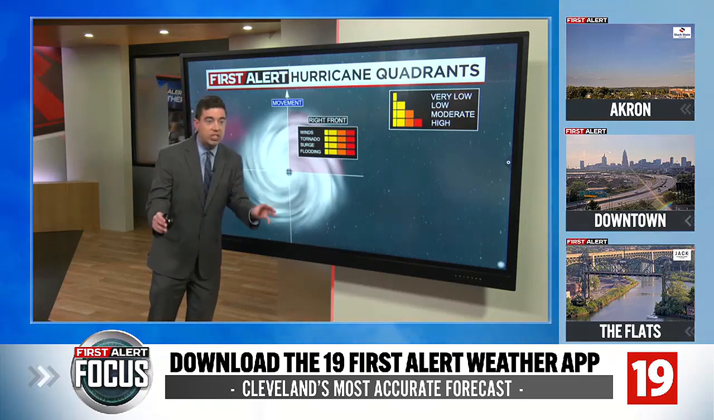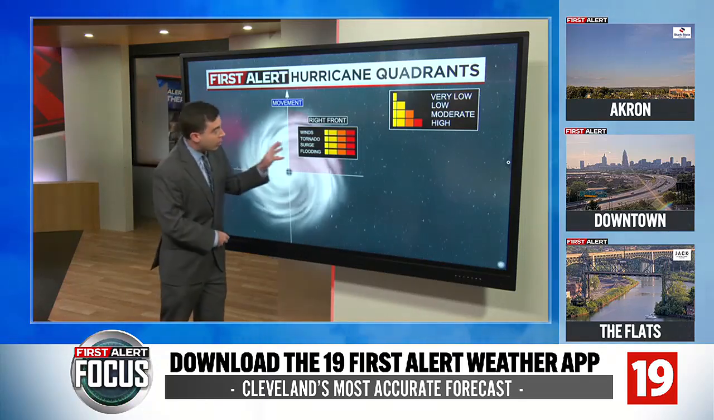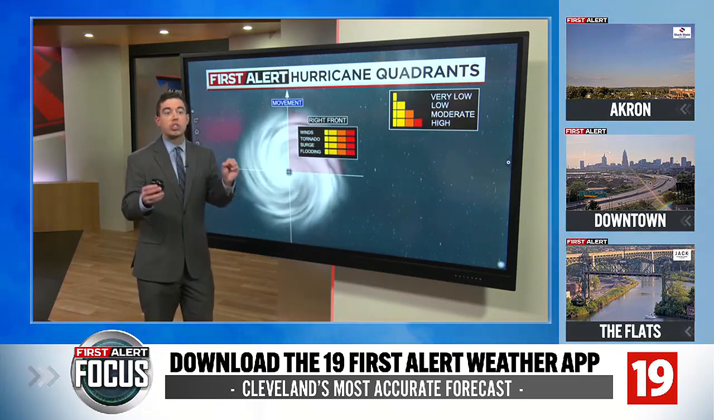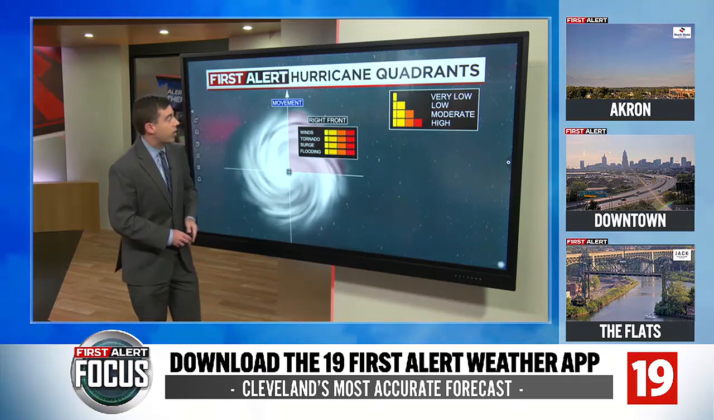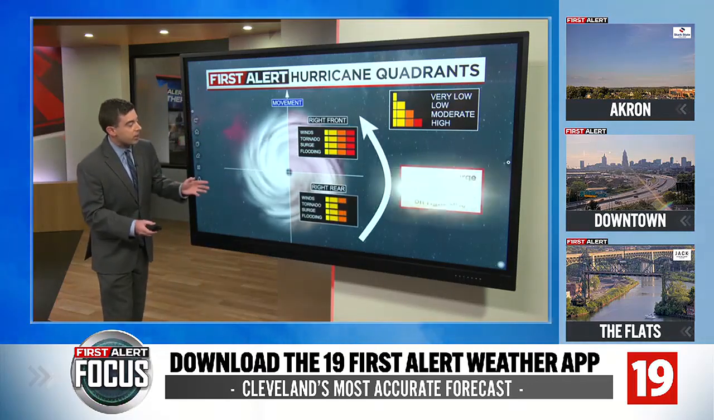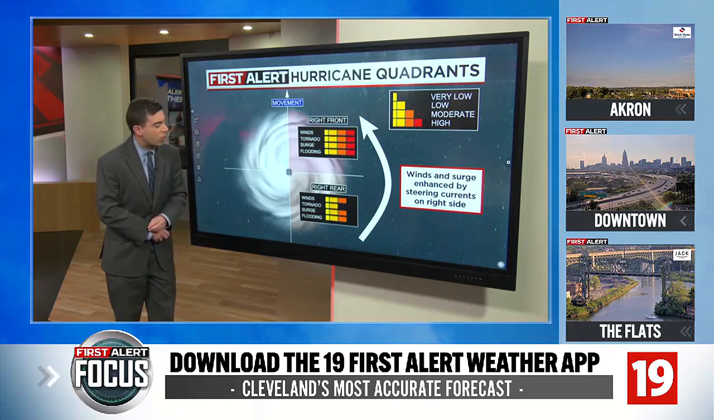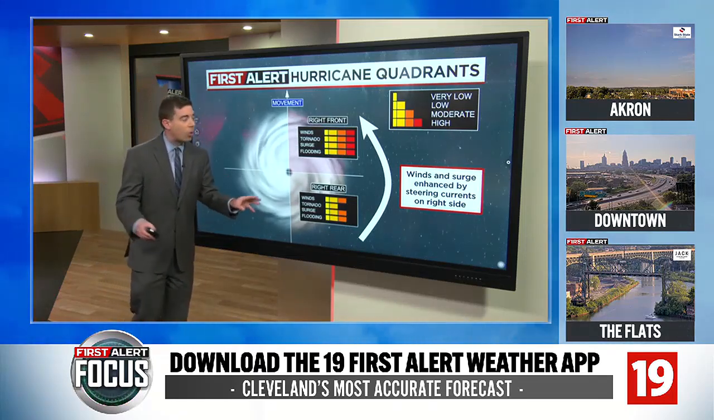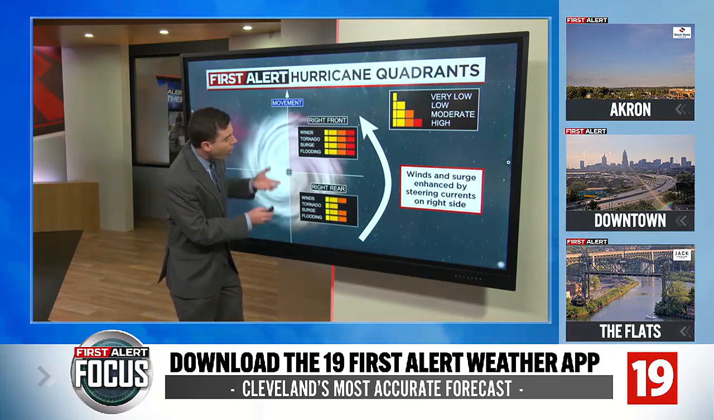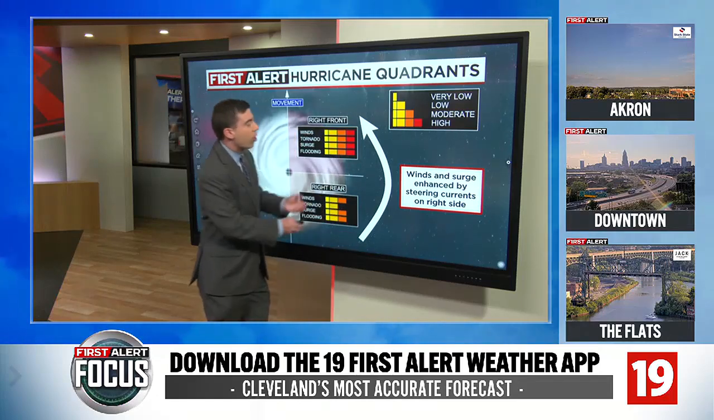That's where you get the highest, or the strongest winds, the greatest risk for tornadoes, the worst storm surge, and the worst flooding as well. Then the next one's going to be the right rear quadrant. You still have the bigger risk for winds, tornadoes, surge, and flooding, just maybe not quite as much as the right front quadrant. So why is the storm worse on the right side?